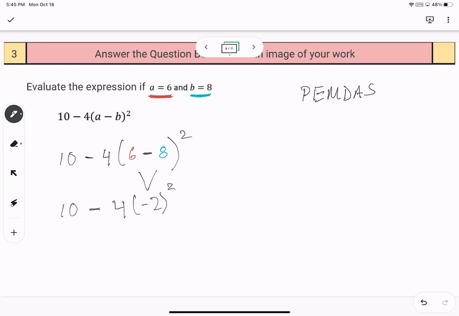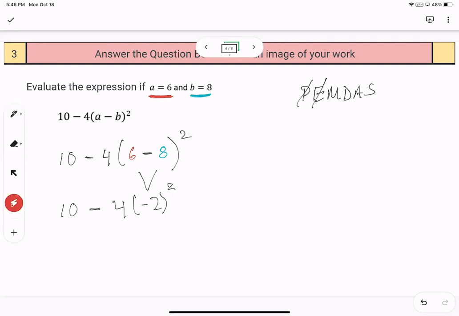So parentheses, is there anything I could do with that -2? There's nothing that I can do inside of the parentheses. So we're done with the parentheses. Are there any exponents? Now, be careful here. A lot of people make this mistake. We are following PEMDAS, so we're not doing 10 minus 4 yet. And we're not doing 4 times -2 yet.